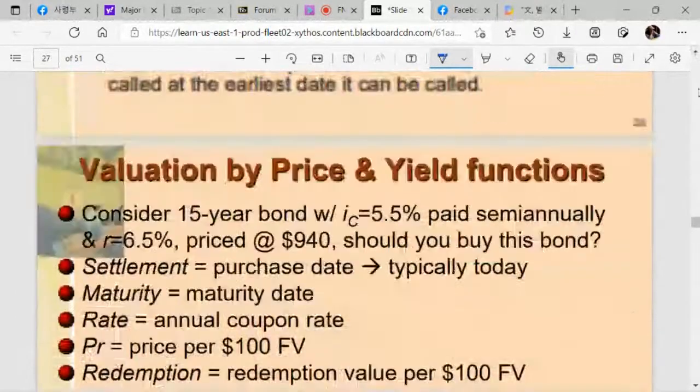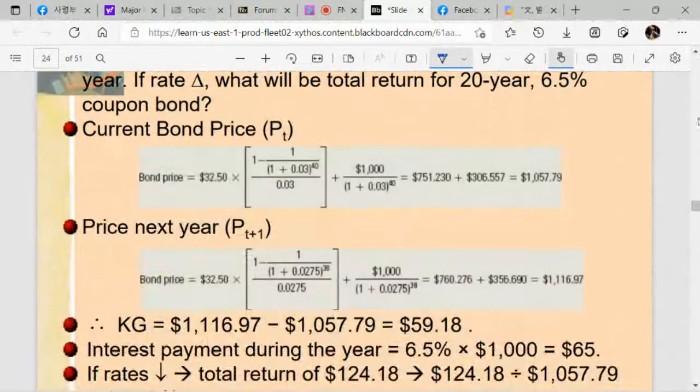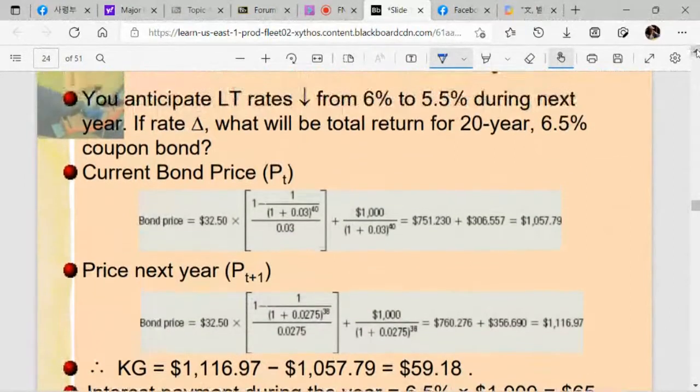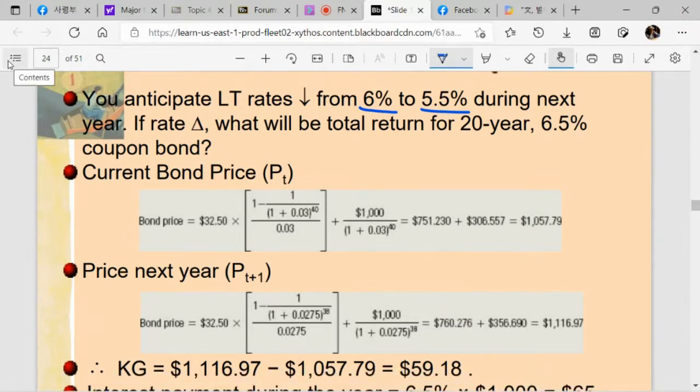Take a look at this. One example of how we can use investing in bonds to maximize our return. Let's say you anticipate long-term rates to go down from 6 to 5.5% during next year. So how do you know if the rate is going to go down? Well, because the Federal Reserve always gives you guidance. Constantly, they give you the guidance.